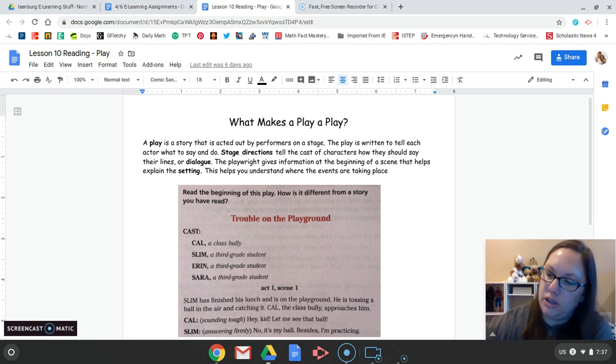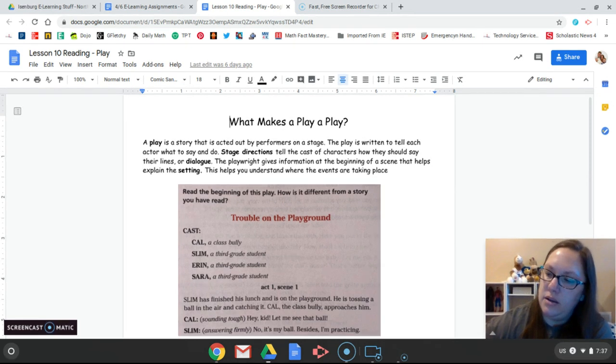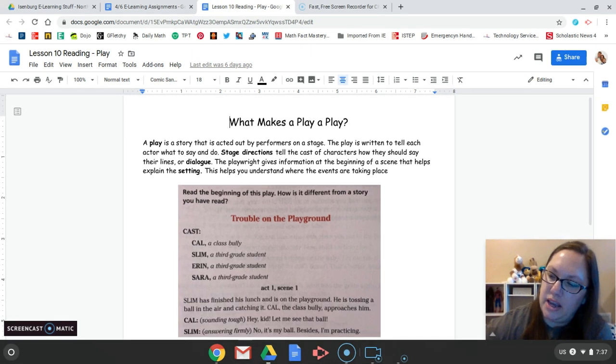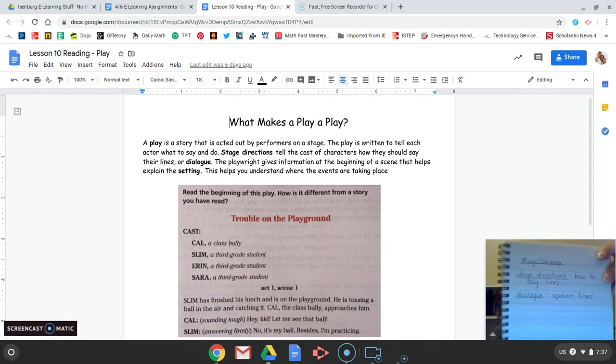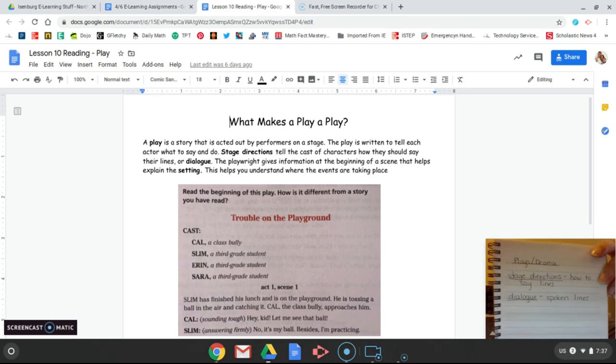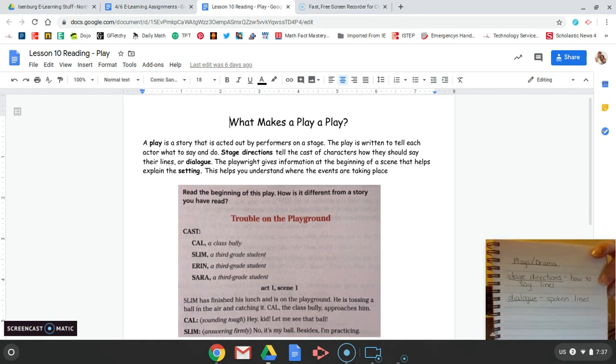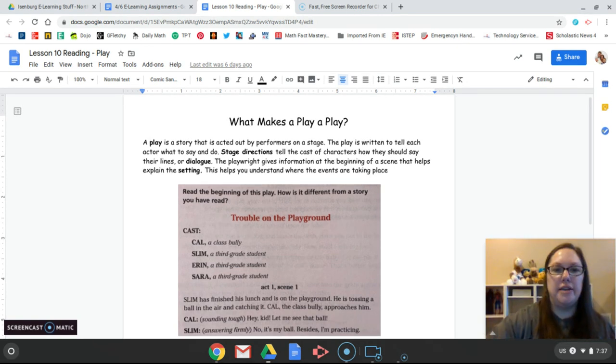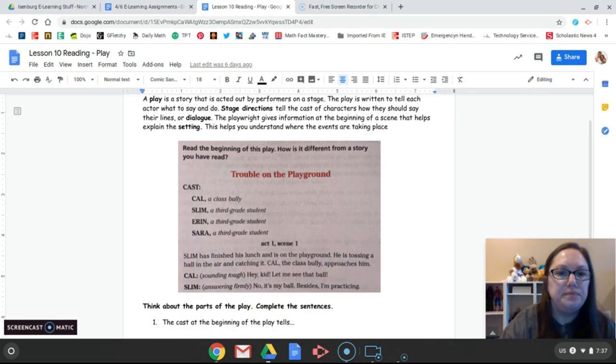Dialogue. And we're going to say spoken lines, because in a play, the dialogue are the sentences that the actors are supposed to actually say out loud. They're the lines that they would memorize as they're part of the play. So that's dialogue.